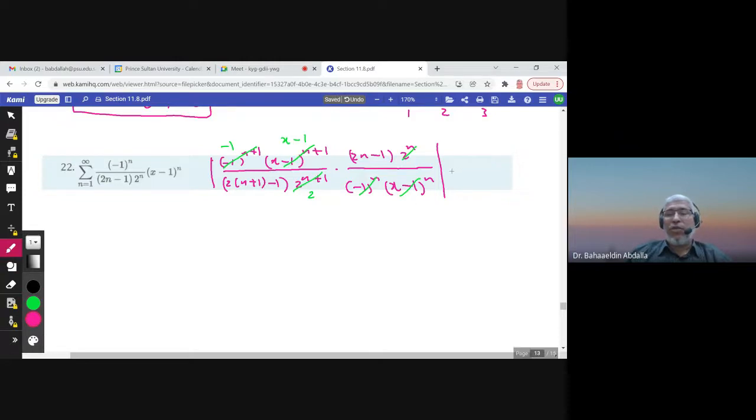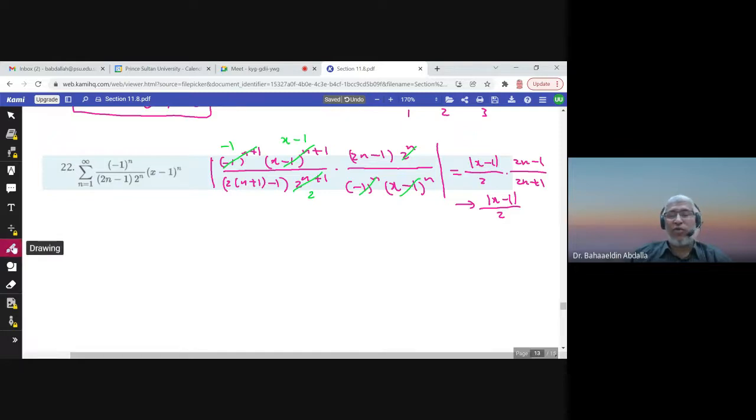So this would be equal to, absolute value of negative 1 is 1, I have absolute value of x minus 1 over 2. And I have 2n minus 1, and this would be 2n plus 2 minus 1, it would be 2n plus 1. The limit of this when n goes to infinity is 1. So the limit would be absolute value of x minus 1 over 2.